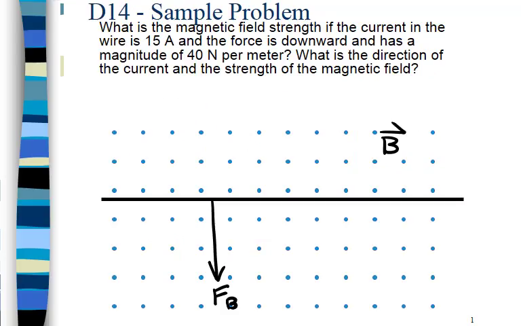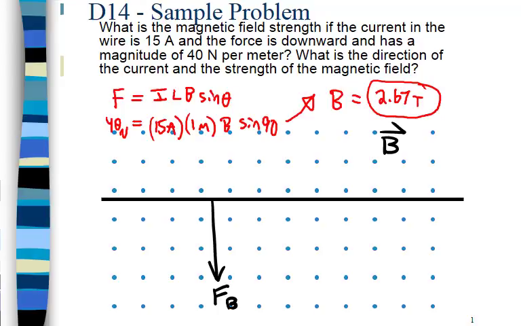All right, so what is the magnetic field strength if the current in the wire is 15 amps and the force is directed downward towards the floor and has a magnitude of 40 newtons per meter? So I'll have you work through this one as well. You want to determine the direction of the current, as well as, in this one actually you're finding the magnetic field strength. We know the current, we want to find the direction of the current, and what the magnetic field strength is. So go ahead and pause the clip and give this a try, and when you're ready to check, you can hit play to continue.